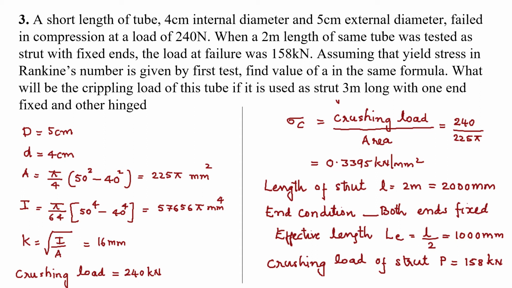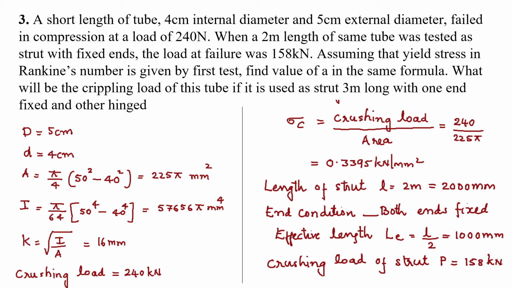Here the internal diameter is given as 4 centimeter and the external diameter is 5 centimeter. From this we can find out the area of the column as well as the moment of inertia. From this we will obtain the radius of gyration, K is equal to root of I by A.